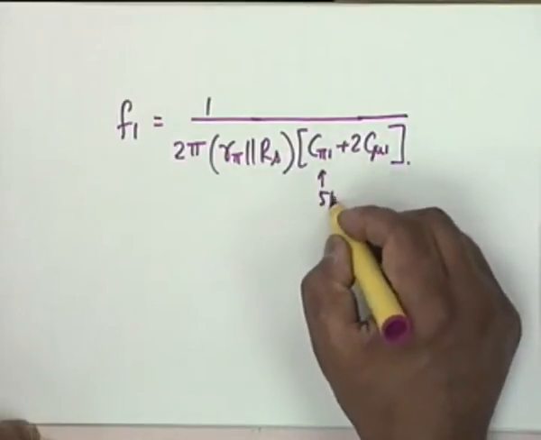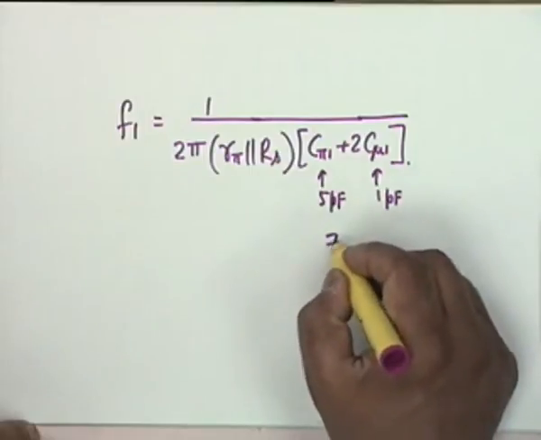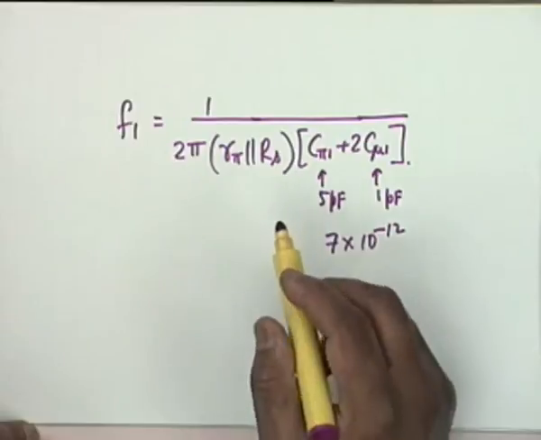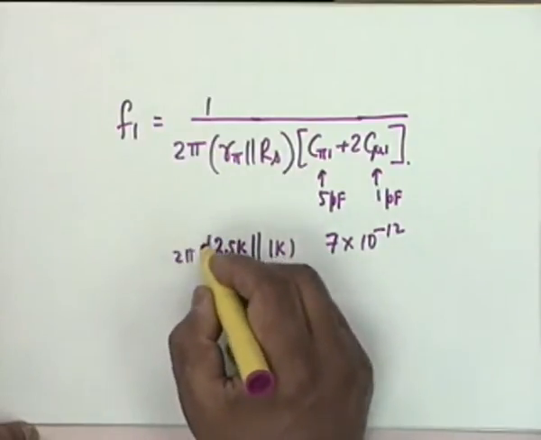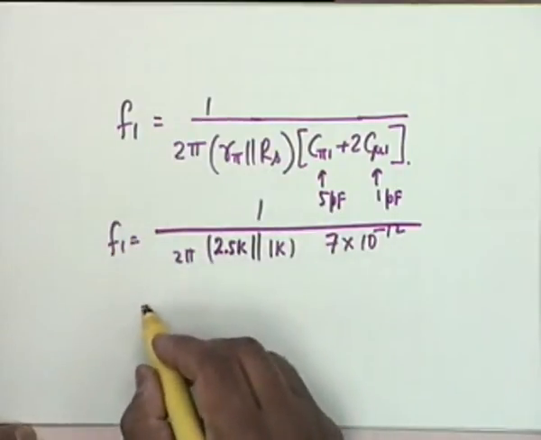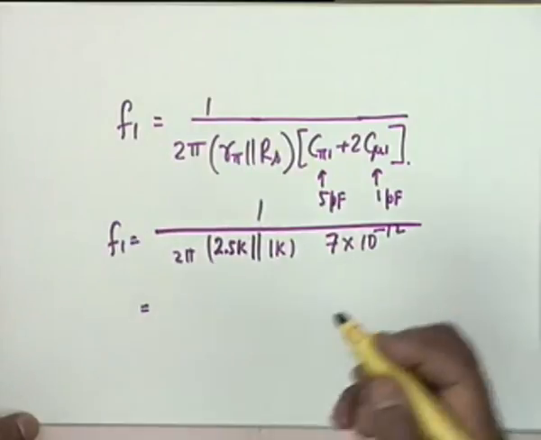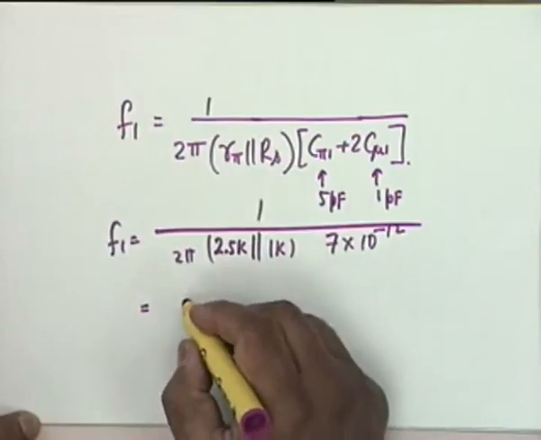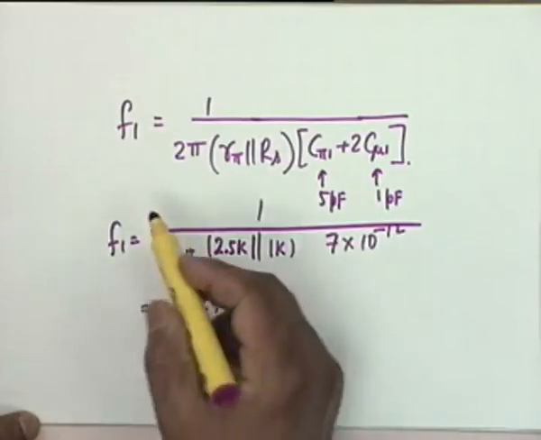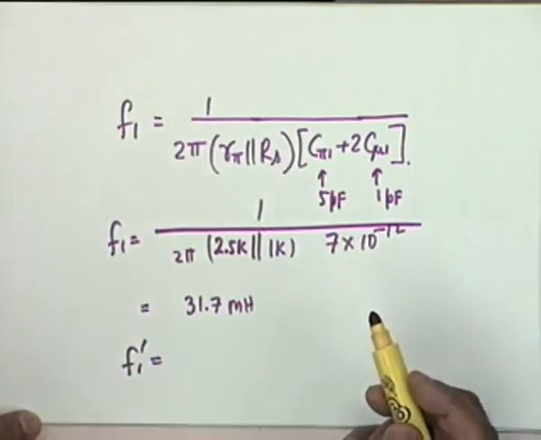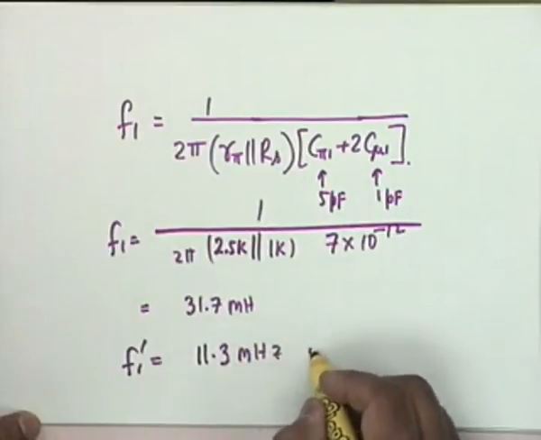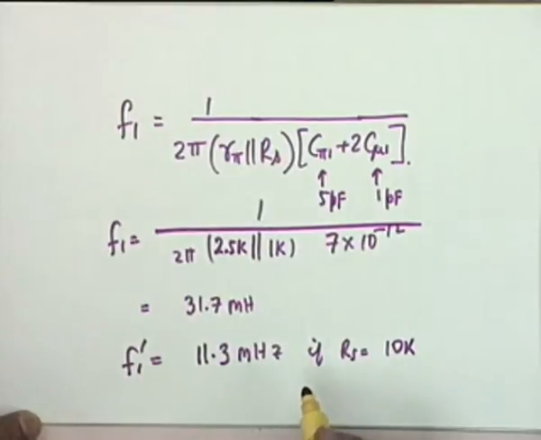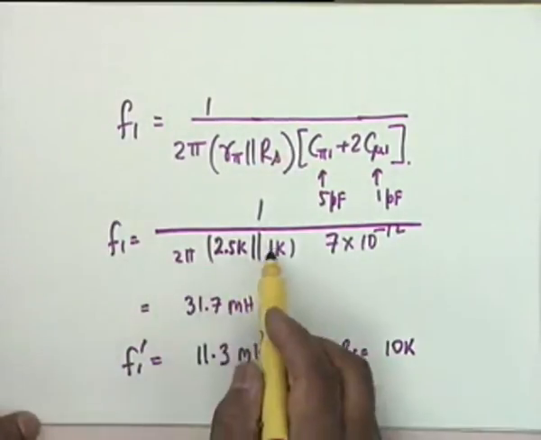This is 5 pF. This is 1 pF. So 5 plus 2 is 7, 7 times 10 to the minus 12. And r_pi parallel RS, r_pi is 2.5K, RS is 1K, multiplied by 2 pi. So this is what I get, F1. By calculation, if RS is 1K, then I get this as 31.7 megahertz. Whereas if RS is 10K, I have been asked to calculate for two situations, then this is 11.3 megahertz. If RS is 10K, it's very tempting to divide this by 10. That is not correct, because there is a parallel combination.